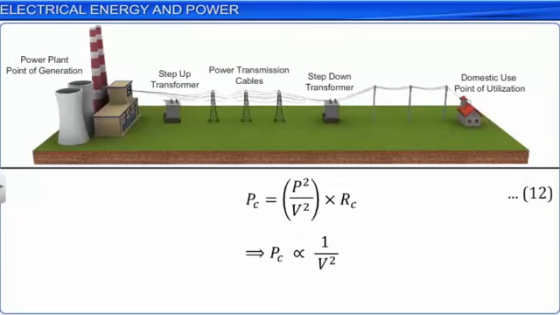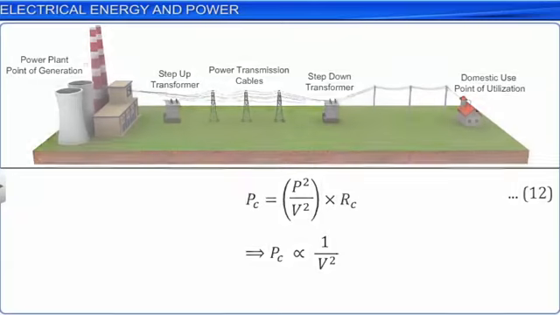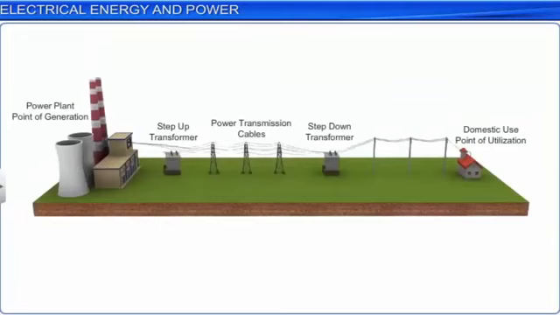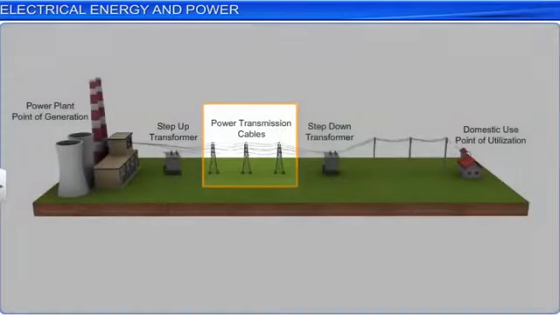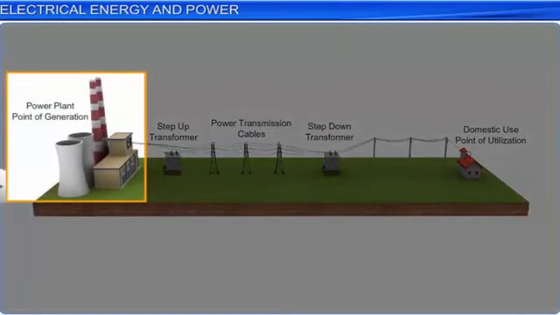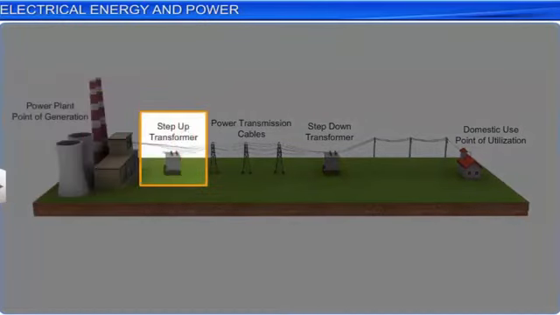Therefore, to minimize the power loss in transmission cables, the voltage of the power produced at the point of power generation is stepped up using a step-up transformer before it is transmitted. This very high voltage is converted to low voltage using a step-down transformer placed very near to the point of utilization of power.